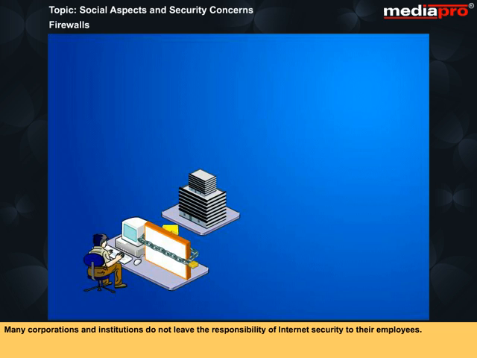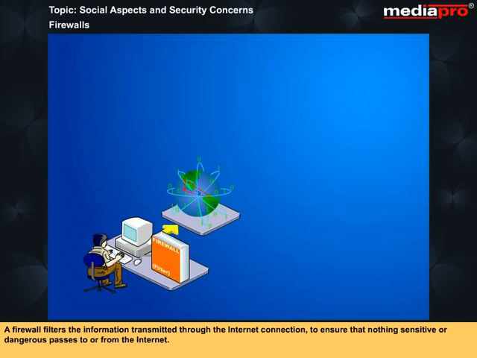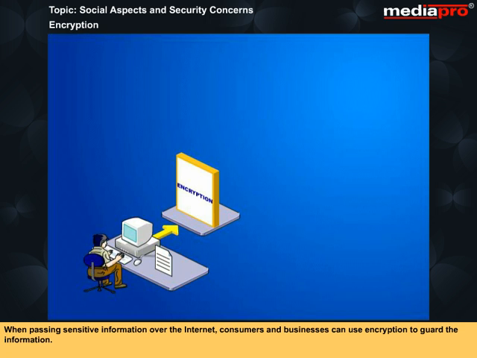Most corporations and institutions do not leave the responsibility of internet security to their employees. They put in place what is known as a firewall. A firewall filters the information transmitted through the internet connection to ensure that nothing sensitive or dangerous passes to or from the internet. When passing sensitive information over the internet, consumers and businesses can use encryption to guard the information.